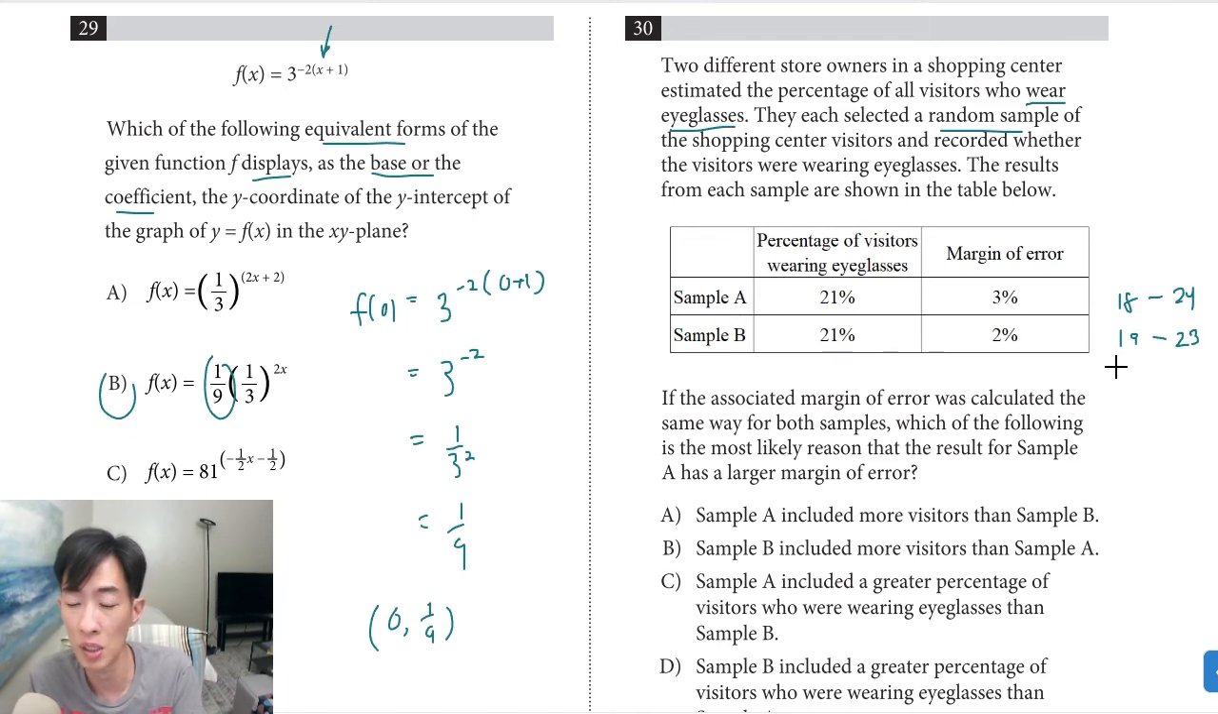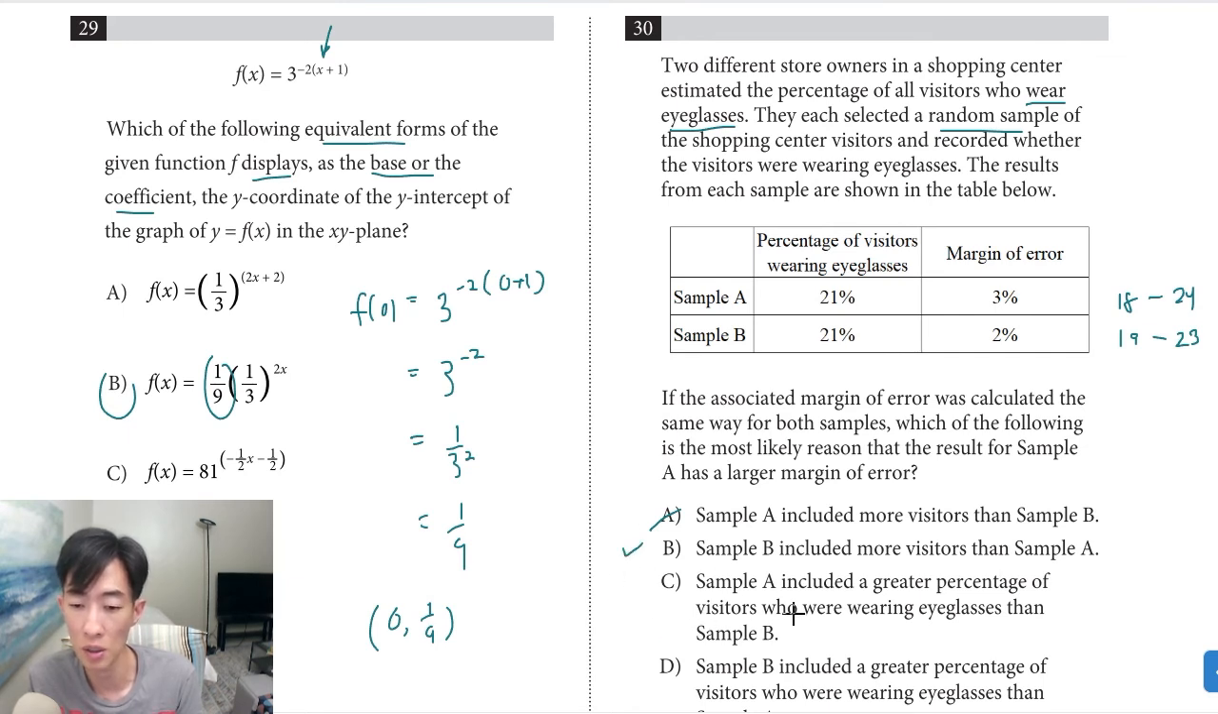So if sample B is a little bit more precise because it has a smaller margin of error, sample B probably was bigger than sample A. That's the only thing you have to know. So A, sample A included more visitors than B, that's the opposite. B, B included more than A, that's exactly what we just said.